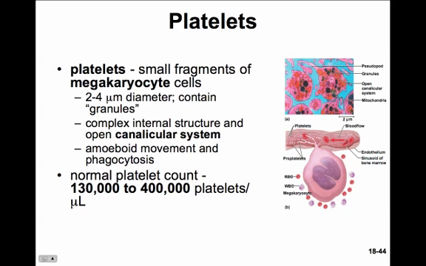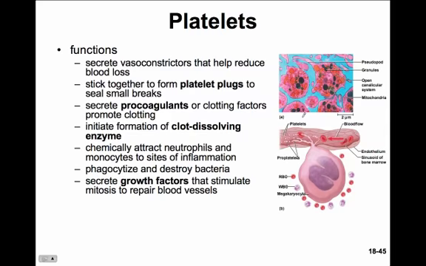Platelets are very small fragments of megakaryocyte cells. They're about 2 to 4 micrometers in diameter, and they contain granules. They have a complex internal structure and an open canalicular system. They use amoeboid movement to move around and do phagocytosis. A normal platelet count is about 130,000 to 400,000 platelets per microliter.